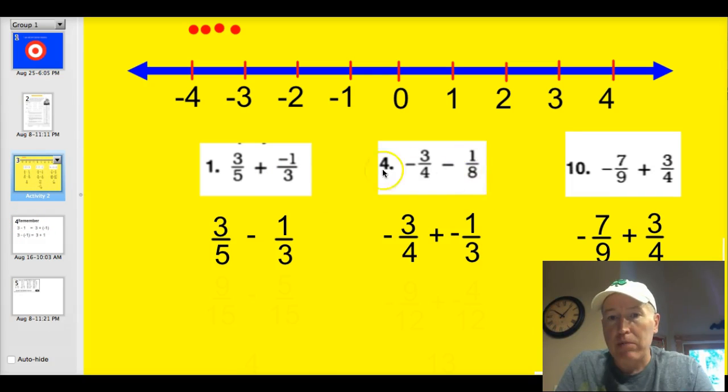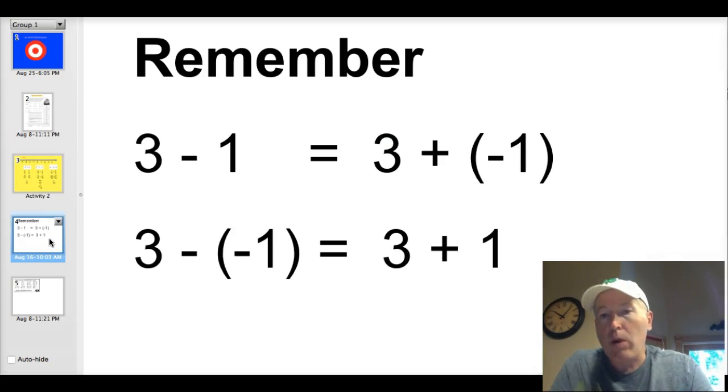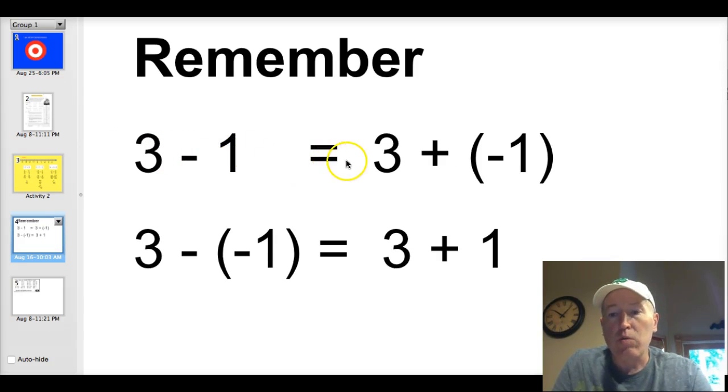And I have these three problems laid out here. But before we do that, one quick thing I want to remind you of. Remember that 3 minus 1 is really the same as 3 plus a negative 1. That helps me. All right. And then also 3 minus a negative 1 is really the same as 3 plus 1 because these negatives cross each other out and become positives.